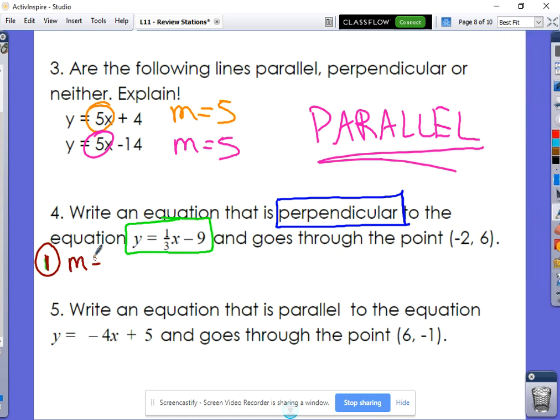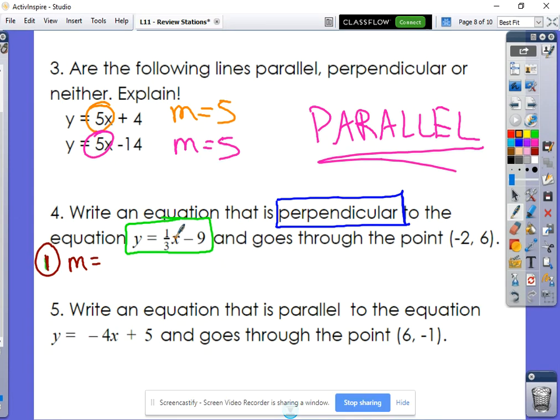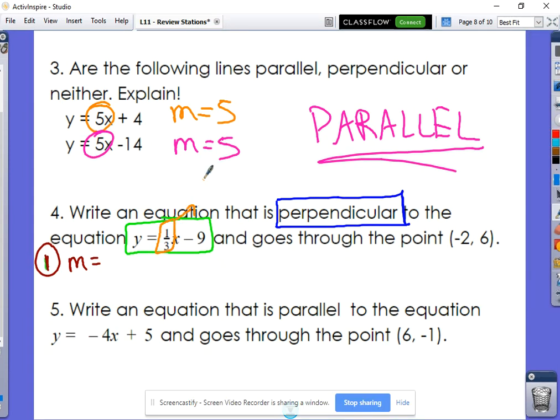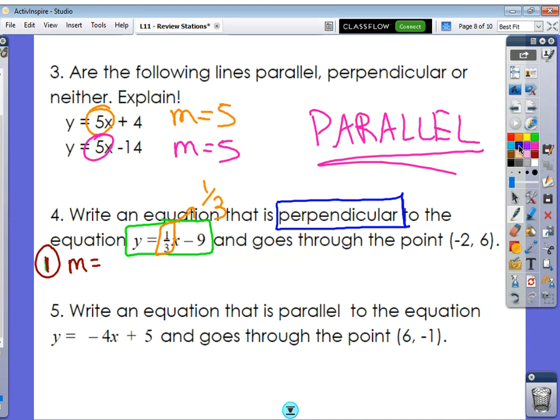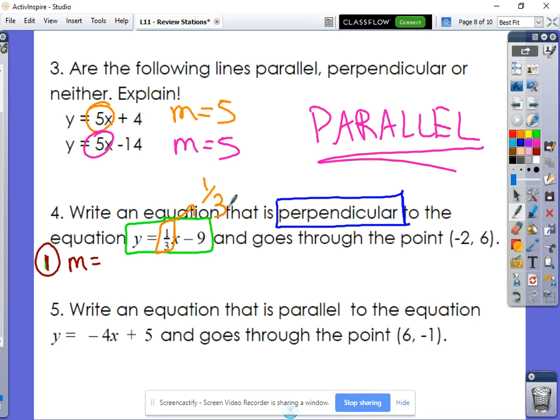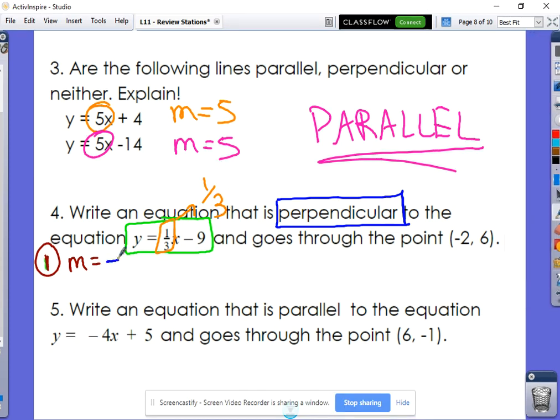So what is that new slope going to be? Well, before we can get a new one, we need to know the old one. What was the old slope? Our old slope was 1/3. So the opposite reciprocal of positive 1/3: this one's positive, so the opposite of that is negative. And then if you flip a 1 over 3, you end up with a 3 over 1. So our slope is simply negative 3. There's our new slope.